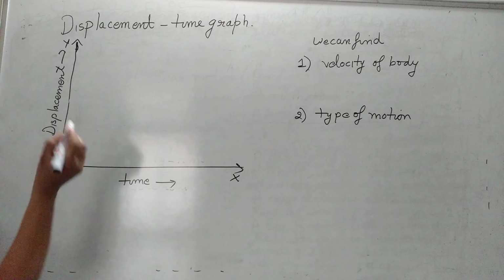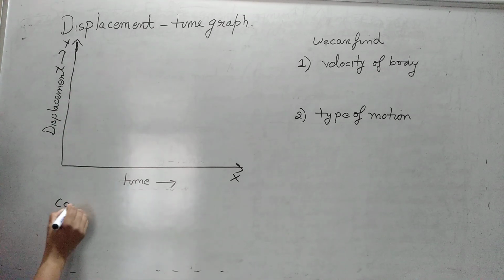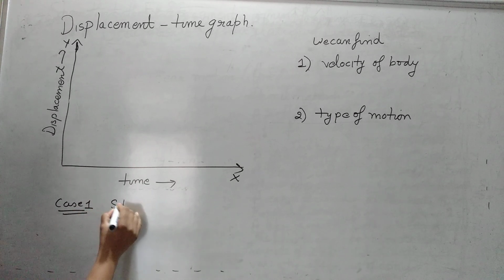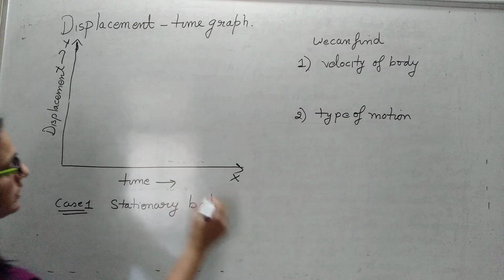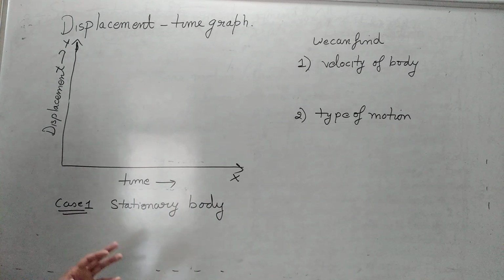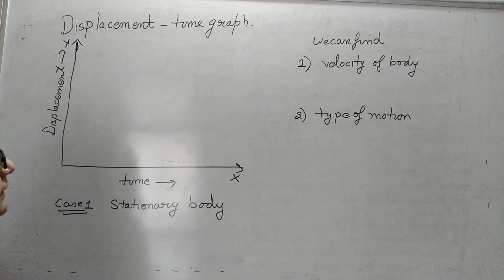Now let us consider. I am taking the first case, that is when the body is stationary. What is meant by stationary body? Stationary body means the body is not moving, it is standing at one place only, but the time is increasing. Like we kept a book on the table, the book is lying on the table only, it is not moving but time is increasing. Time never comes back, time never stops, time always increases. But the body is stationary, body is not moving.